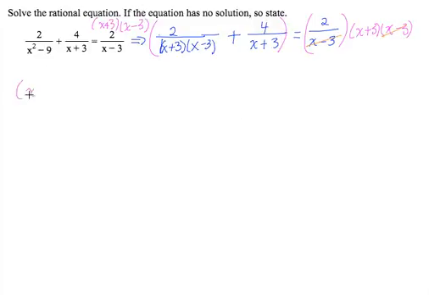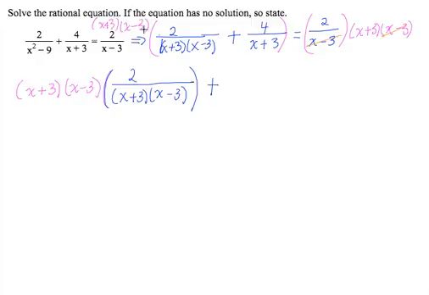So I'm going to distribute this x plus 3 and this x minus 3, that's this one right here, times the first fraction. So times 2 over x plus 3 and x minus 3. Plus, now we're going to multiply this also times the second fraction. So also x plus 3 times x minus 3 times 4 over x plus 3 equals, on the right we just have 2 times x plus 3. I'll go ahead and distribute it, 2x plus 6.